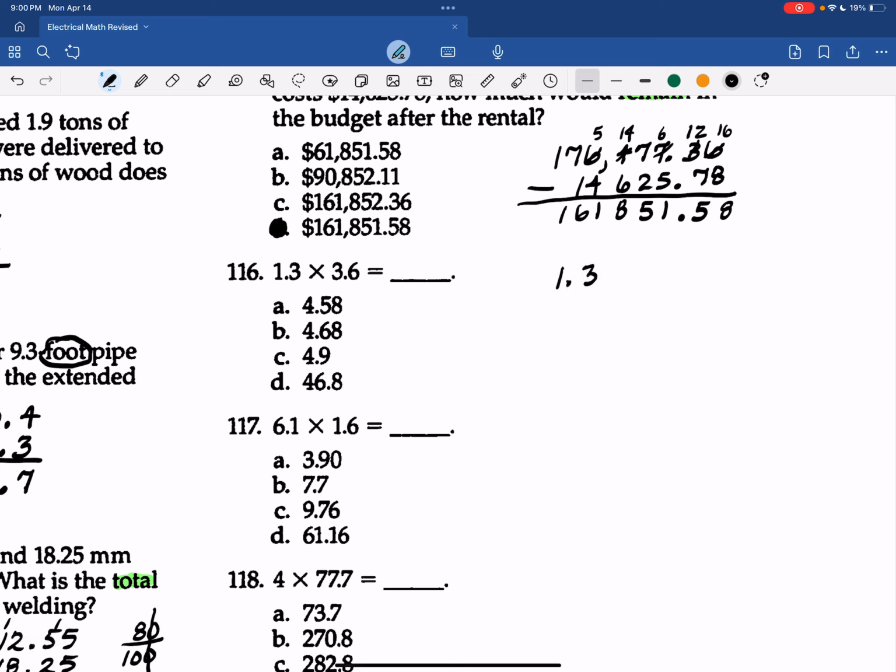1.3 times 3.6. Don't worry about the decimal until you're done. 3 6s are 18. 6 plus 1 is 7. 3 3s are 9. 3 times 1 is 3. You just multiply like you always have, and then you count your places. You have 2 decimal places, so we're going to do 2 scoops. 1, 2. The answer is 4.68.